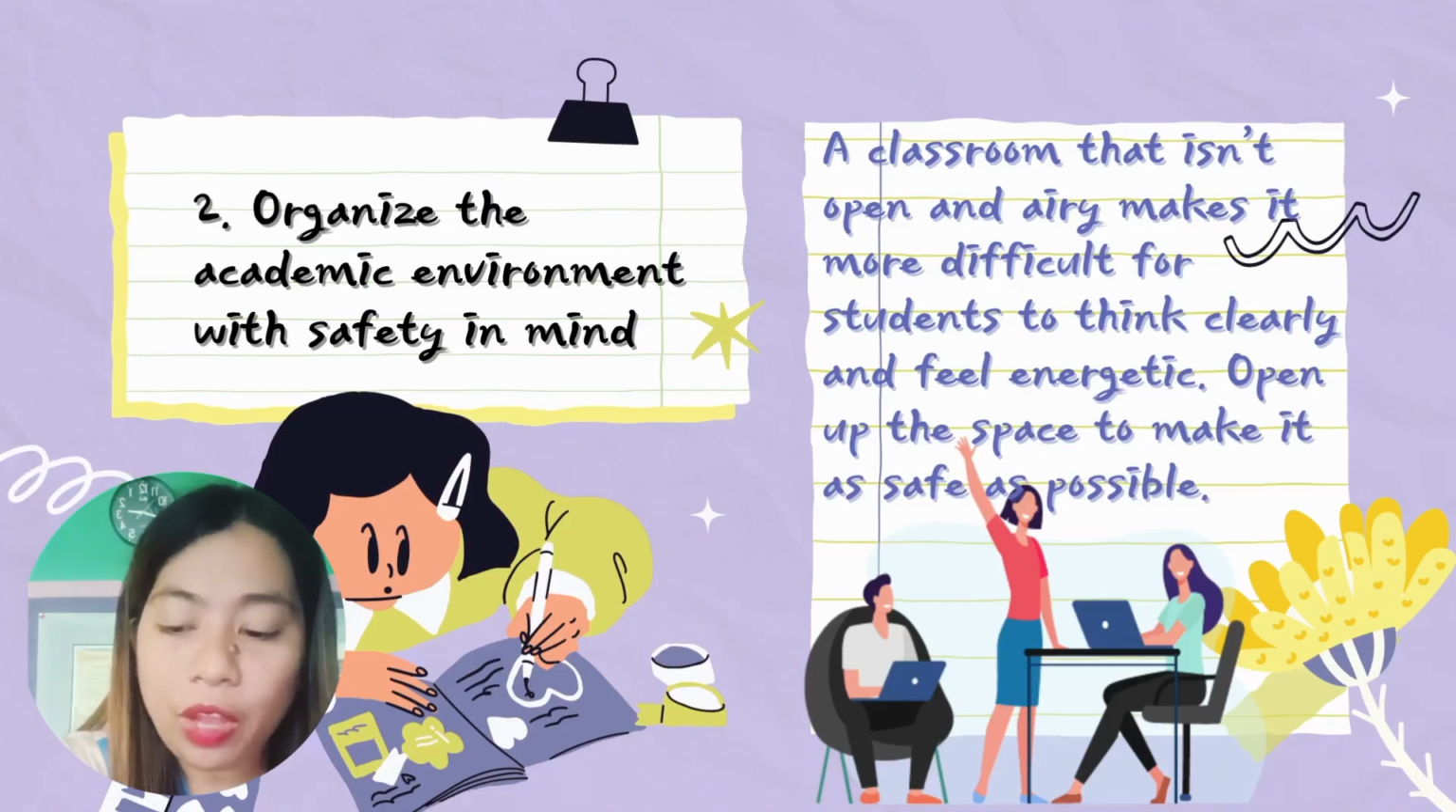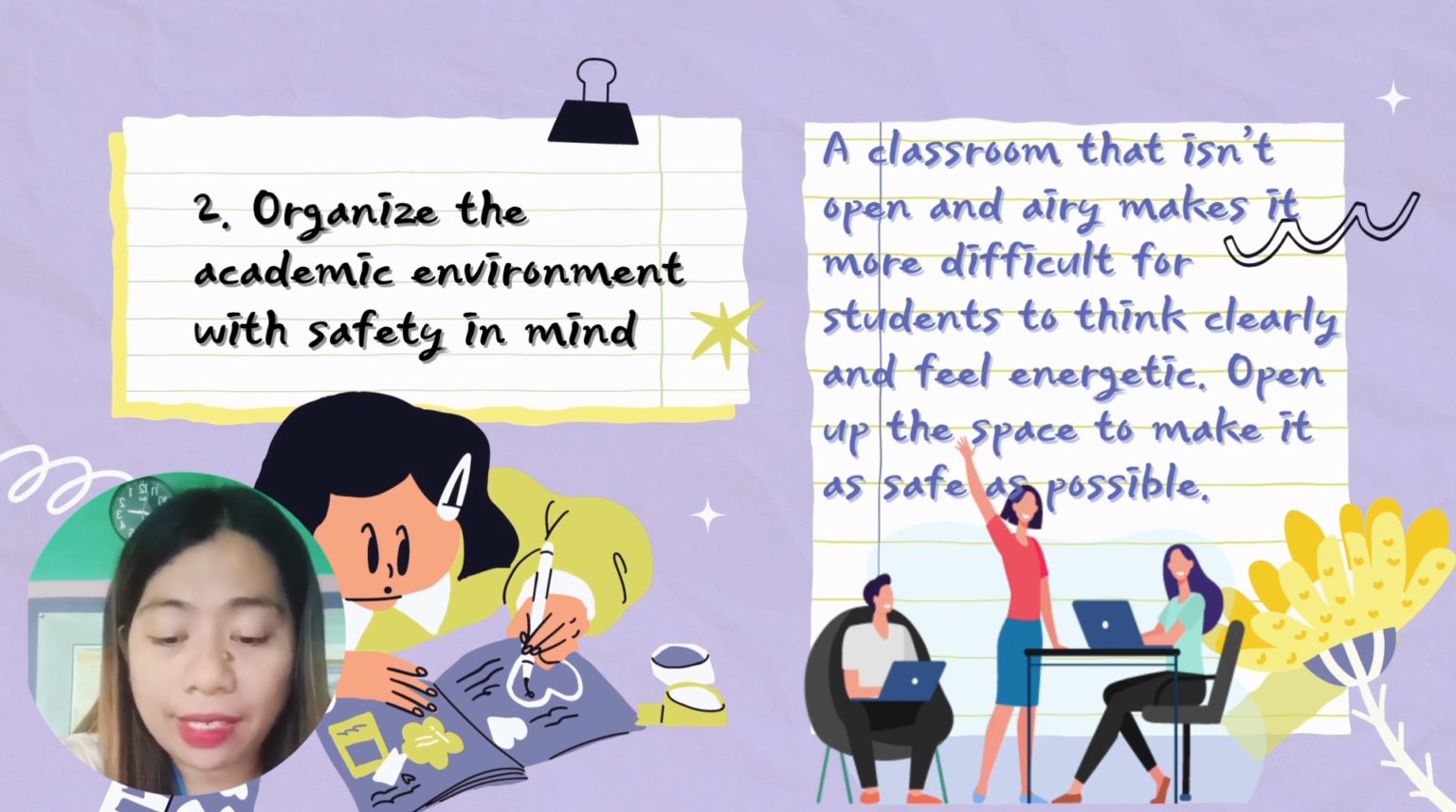Number 2, organize the academic environment with safety in mind. It's incredibly easy for accidents to happen in messy, cluttered spaces. Some students can also feel anxious or unsafe if the classroom is too small and packed with objects and people. A classroom that isn't open and airy makes it more difficult for students to think clearly and feel energetic. Open up the space to make it as safe as possible.